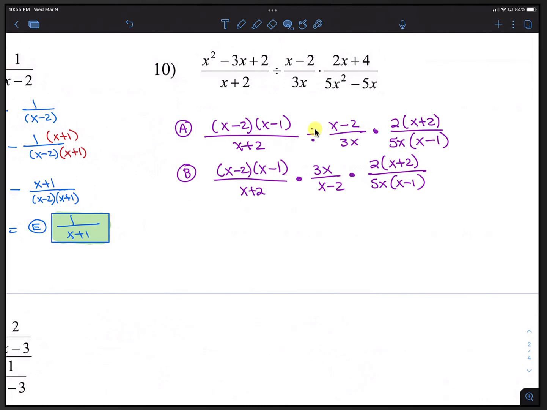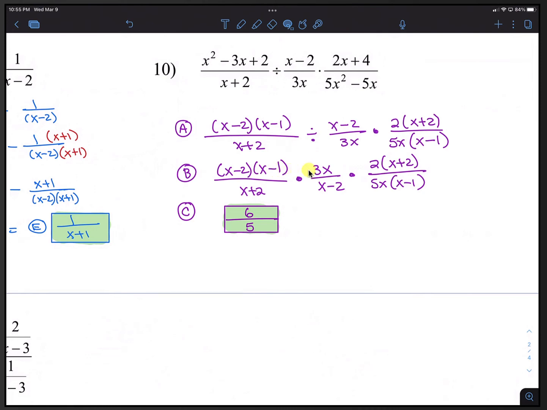Now in the next step, this division will change to multiplication, and then we'll end up flipping this fraction. And that gives us the 3x over x minus 2. Now we can start canceling some things out. A lot cancels out, as a matter of fact. This x minus 2 cancels with this x minus 2. This x minus 1 cancels with this x minus 1. This x plus 2 on the bottom cancels with the x plus 2 that's on the top. And all of the binomials cancel each other out.